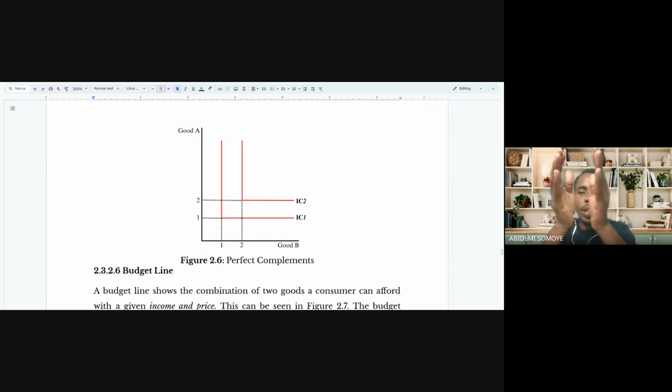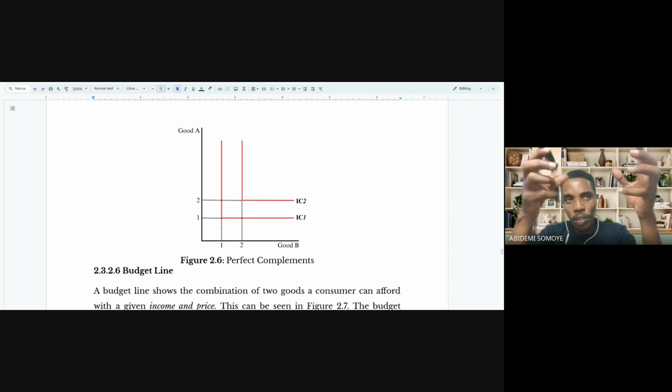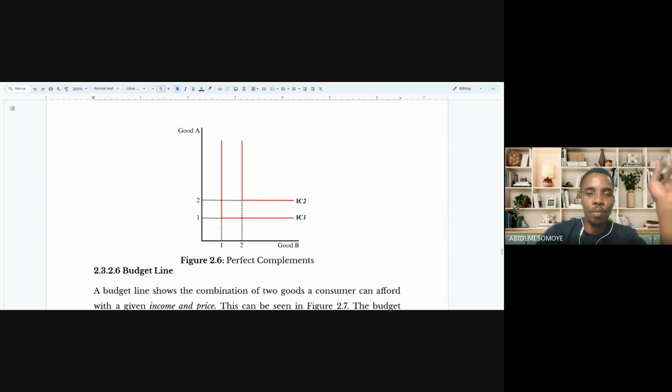All right, so perfect complements are goods that are completely used together. Your toothpaste and your toothbrush are perfect complements. So you need one tube of toothpaste with one unit of brush, or one piece of brush. Okay, they're used together.